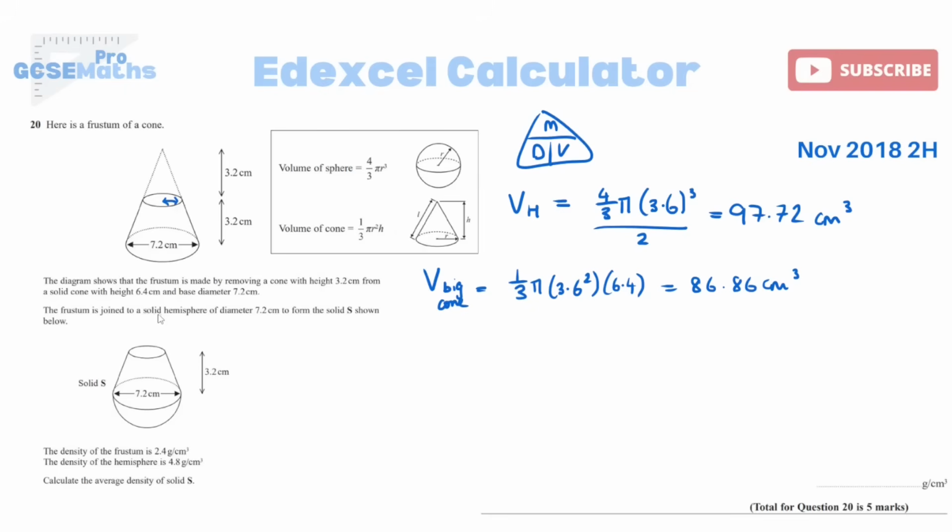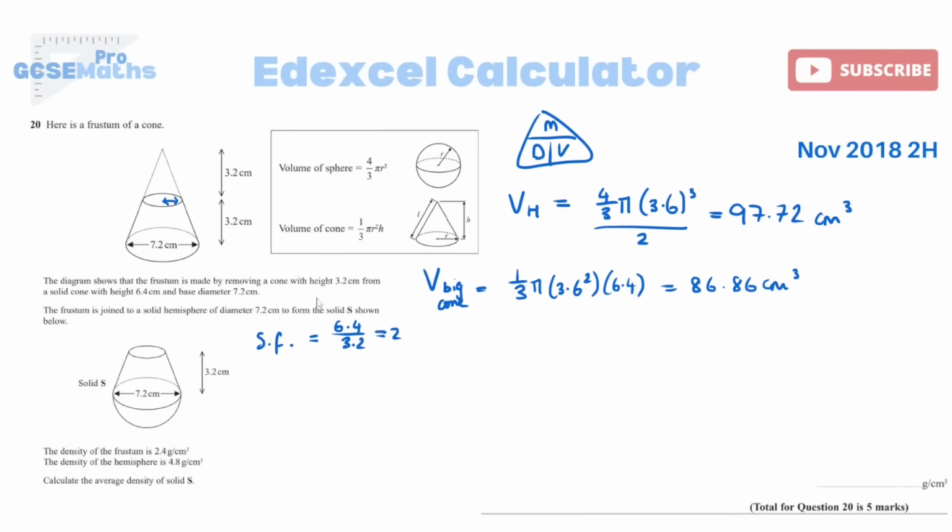So figuring out the scale, what I would do is use the heights because I have both measurements. I know the small cone is 3.2 and I know the big cone is 6.4. So the scale factor, you can divide it however you want, but I like to always divide the big one by the small one. You might be able to see what this is. That's obviously 2.